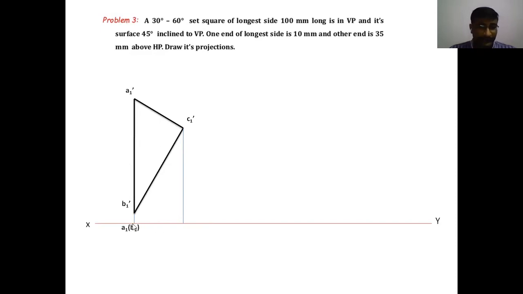This point is A1 of B1, because when we're looking from this side, A1 dash is a visible point, and B point is an invisible point. That's why A1 is outside the bracket and B1 is in the bracket. Without dashes means it is a top view. Okay, this point is A1 of B1.